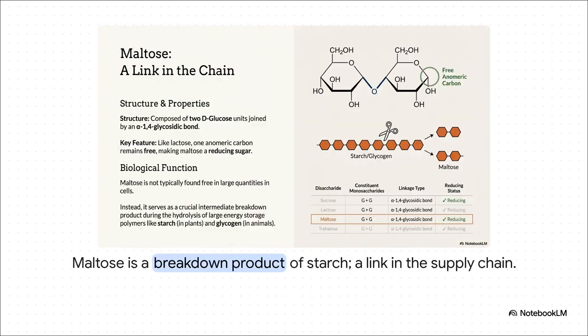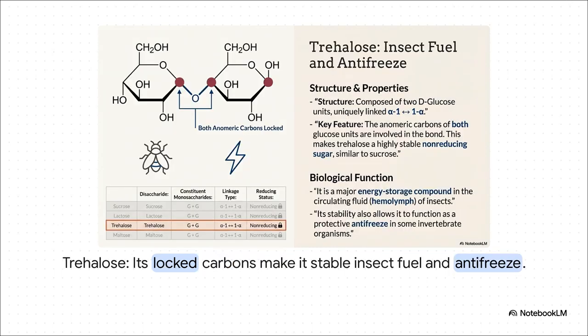And in that same vein, you've got maltose, which is made from 2 glucose units stuck together. Just like lactose, it's a reducing sugar. It's got a free anomeric carbon. Now, you don't really find maltose just floating around by itself very often. Instead, it's more of a temporary stepping stone. It's the molecule you get when your body starts to break down those huge energy storage molecules like starch or glycogen.